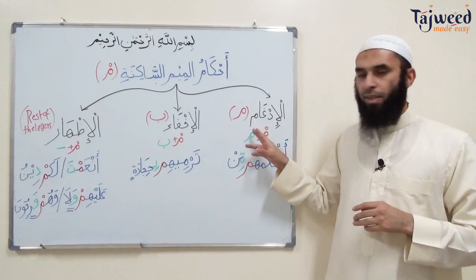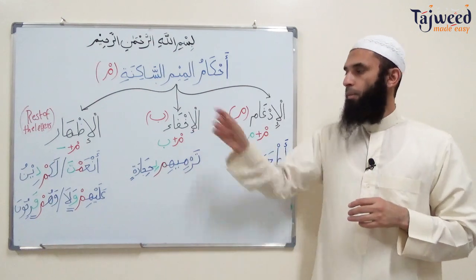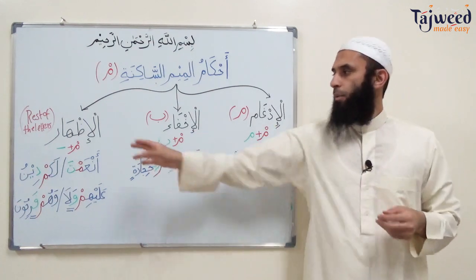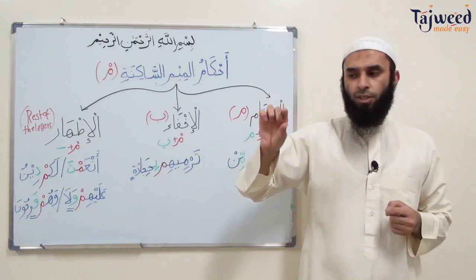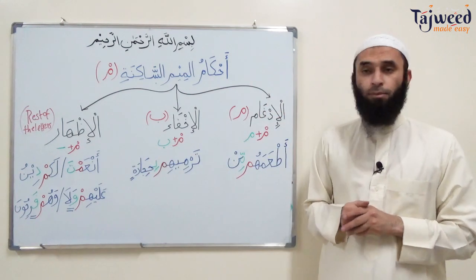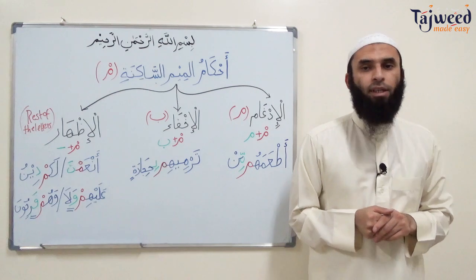So Meem Saakinah meets another Meem, merge them. Meem Saakinah meets a Ba, hold and stretch. Meem Saakinah meeting the rest of the letters, just touch and let go. That's it. So these are the Ahkam of Meem Saakinah.